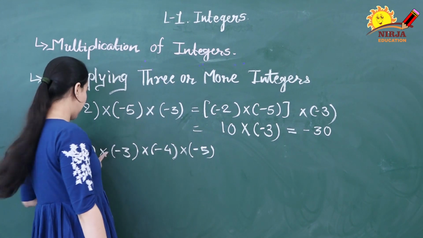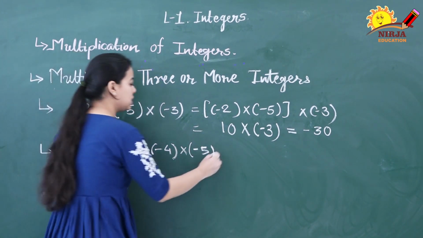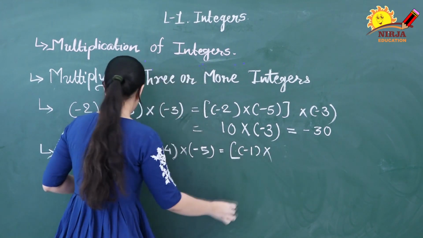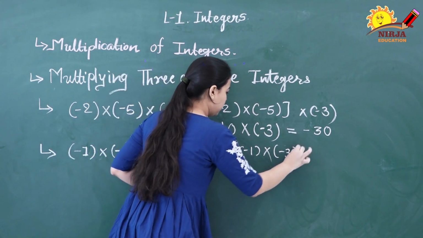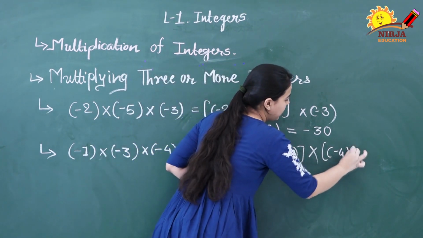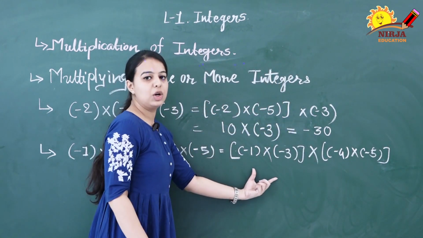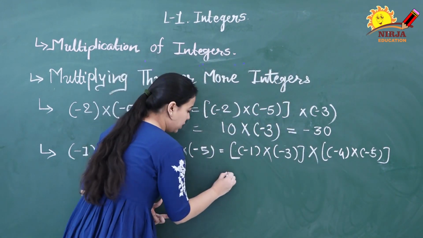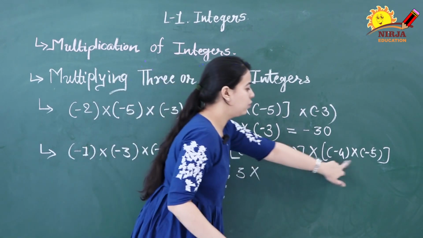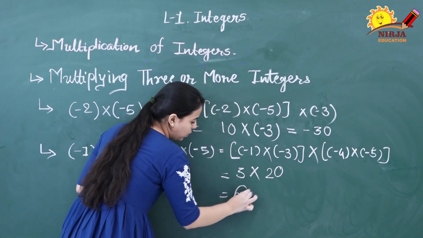Now let's see the next example. Here I have taken minus 1 multiplied by minus 3 multiplied by minus 4 multiplied by minus 5. First I am going to multiply these two terms, then minus 4 multiplied by minus 5. The multiplication of any two negative integers will always be positive. 4 multiplied by 5 is 20. 20 multiplied by 3 is equal to 60.